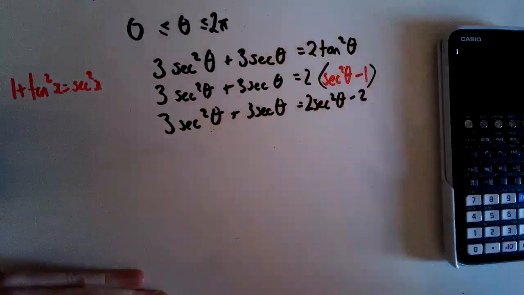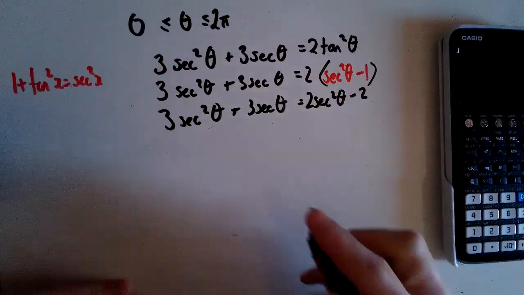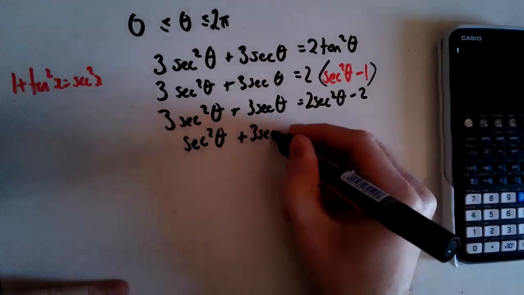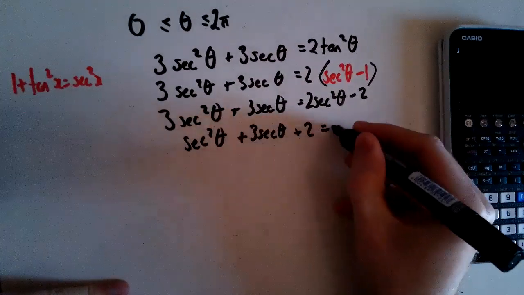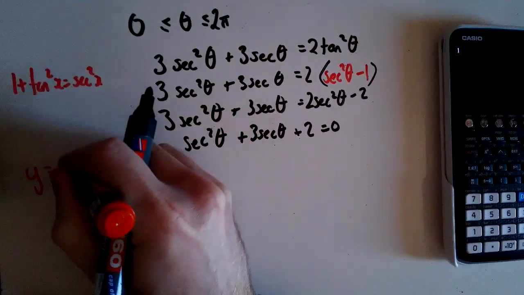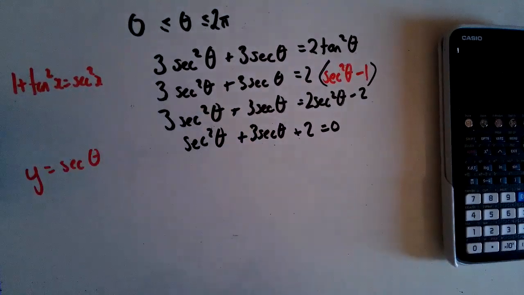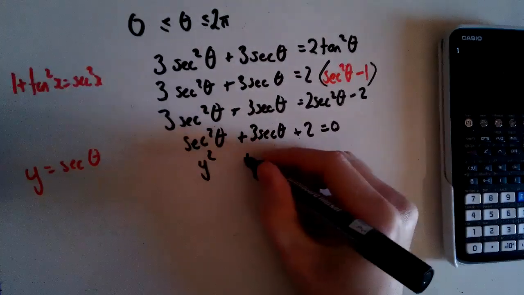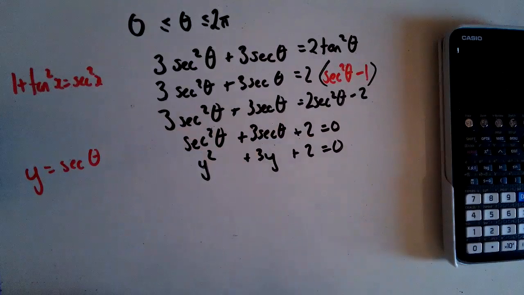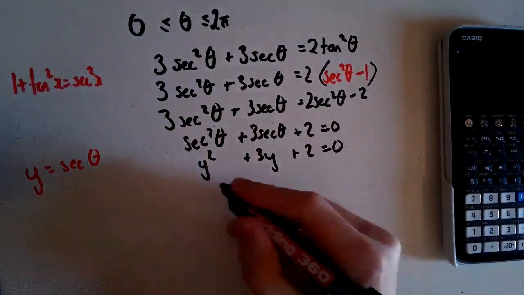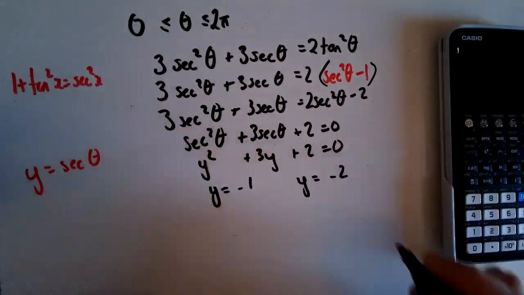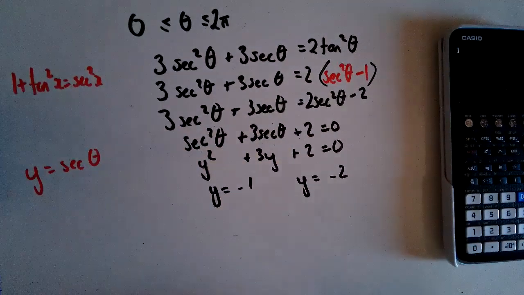I'm going to take everything to one side. And I'm going to make a substitution. y is sec theta. So if I do that, it'll become y squared plus 3y plus 2 equals 0. I'm going to solve that in my calculator, and I'll get two answers: y equals minus 1 and y equals minus 2. Now, don't stop there.